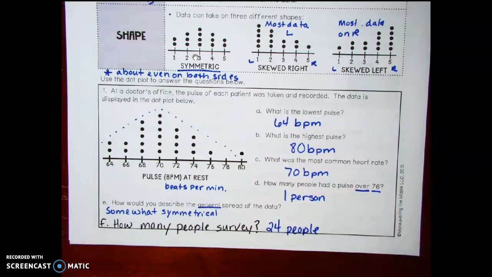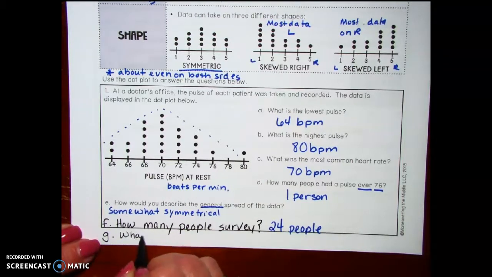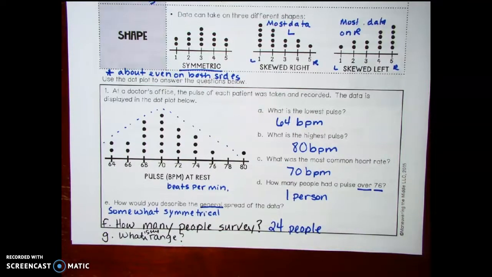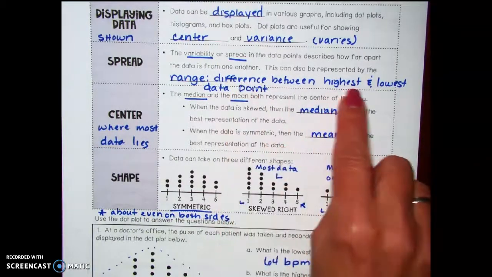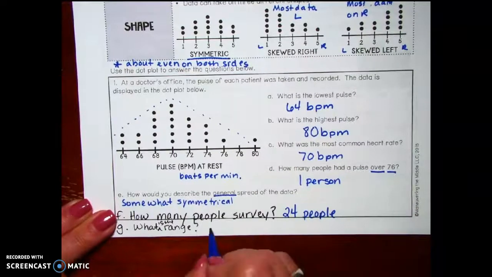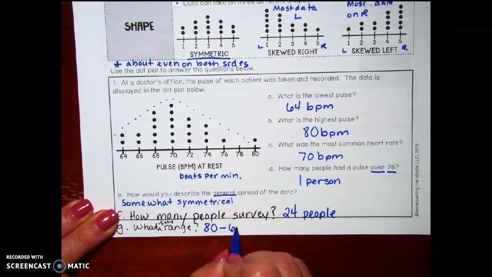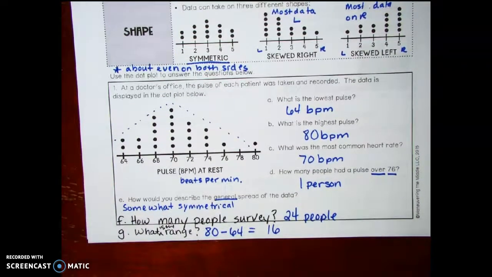And the final question is G, and I'm going to squeeze it in down here, and it is, what is the range? Oops, I forgot those words. What is the range? So remember what range is. The difference, meaning subtracting the highest and the lowest data point. The highest data point is 80. The lowest data point is 64. And when I subtract those, I end up with 16.